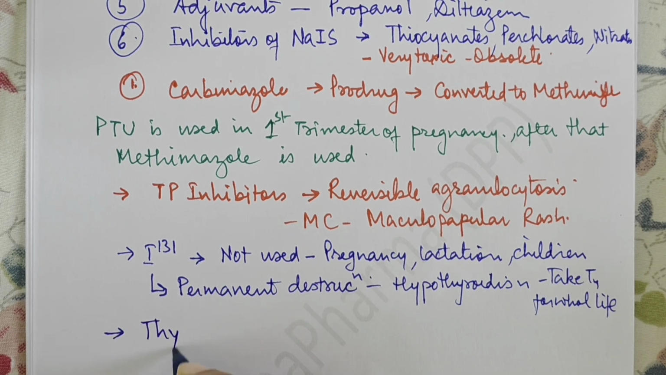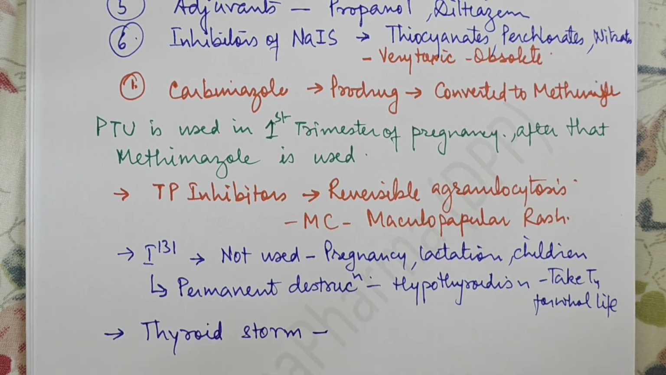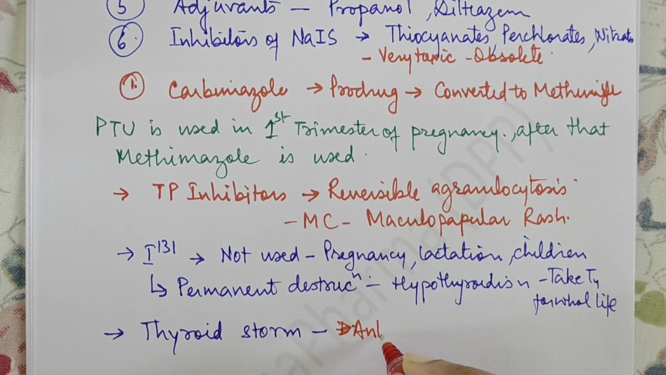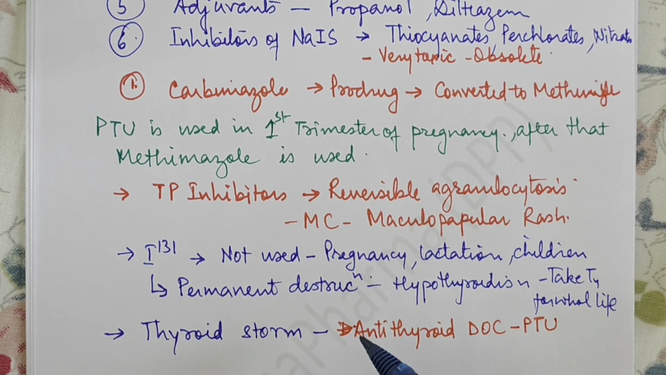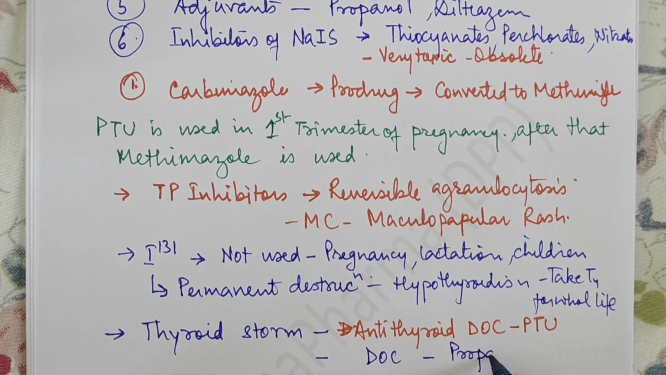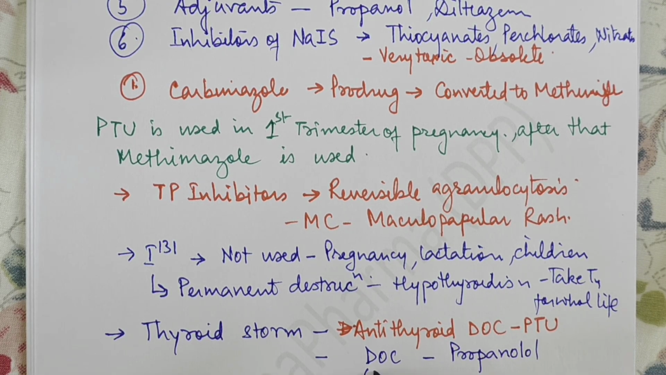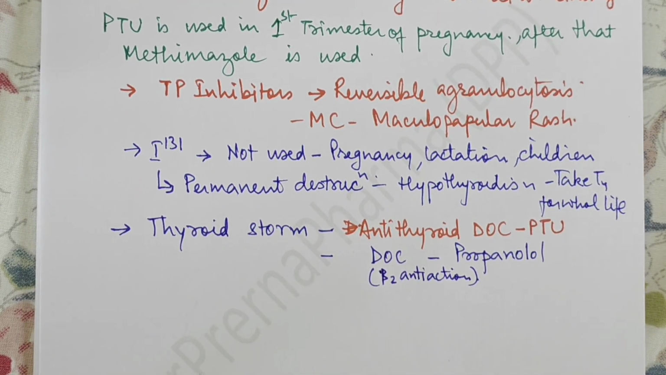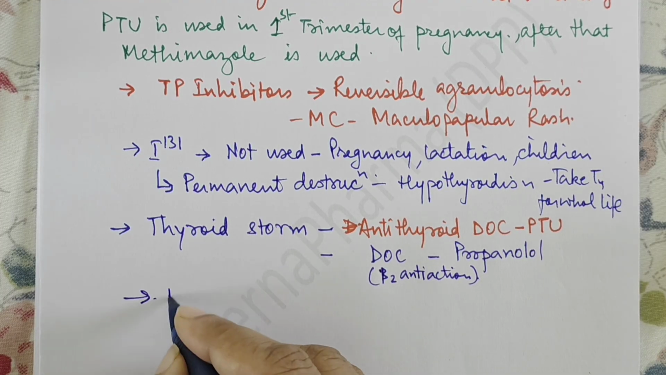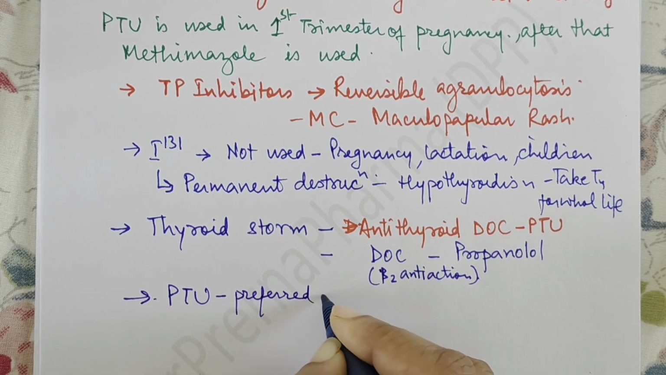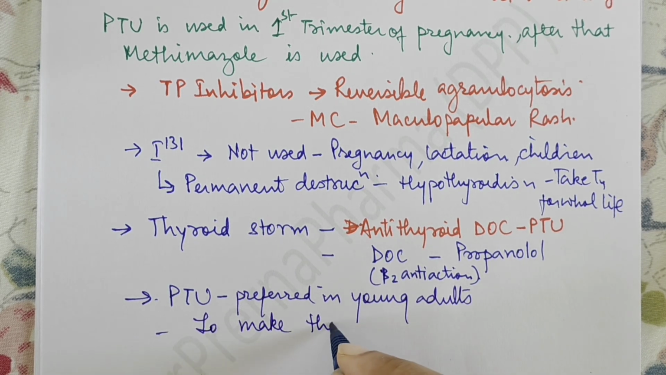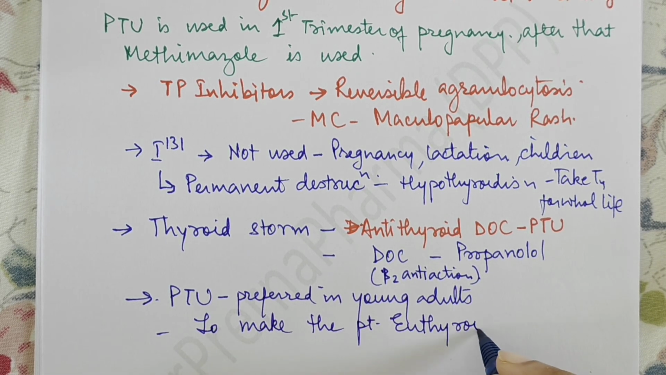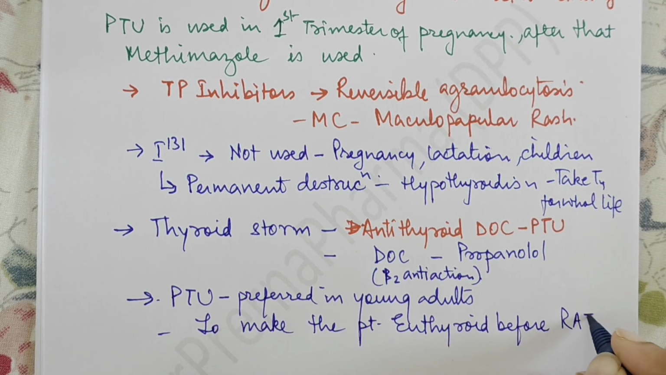Then if there is thyroid storm, the anti-thyroid drug of choice is propylthiouracil, right? And the drug of choice is propranolol. Why? Because it has a beta blocking action. It is a beta blocker, so it will reduce the symptomatic effects. Then propylthiouracil is also preferred in young adults, and also to make the patient euthyroid before radioactive iodine. Okay.